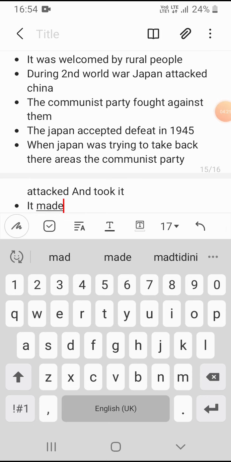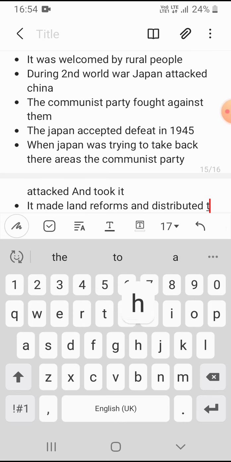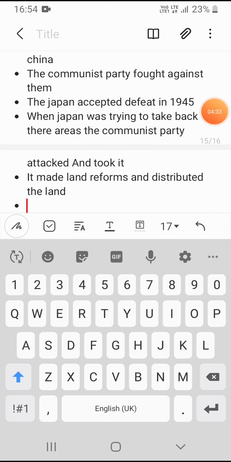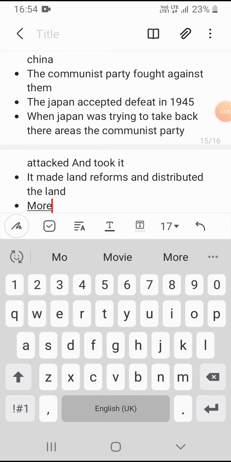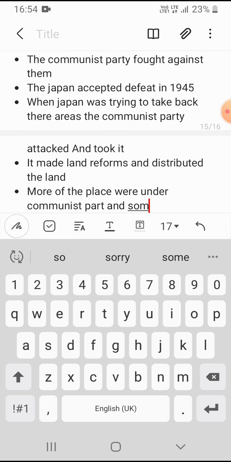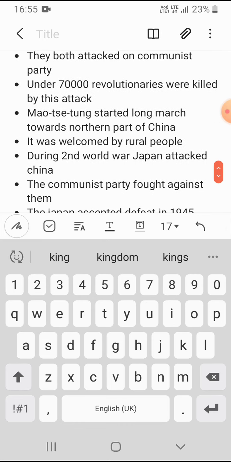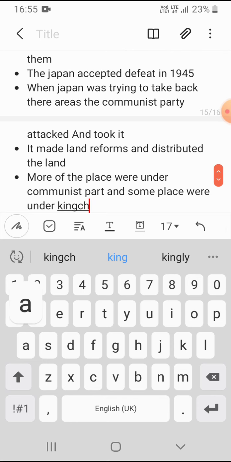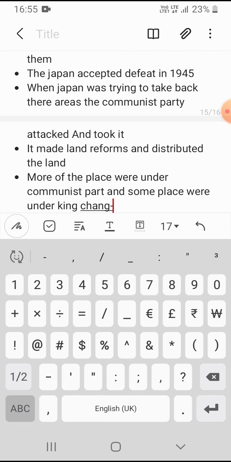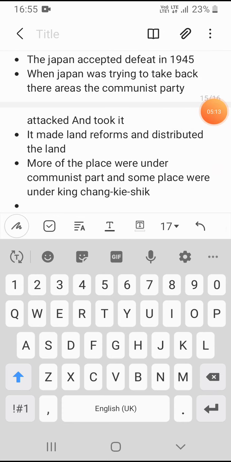The Communist Party made land reforms and distributed the land, while Chiang Kai-shek attacked. Some places were under the rule of Chiang Kai-shek, and more places were under the control of the Communist Party.